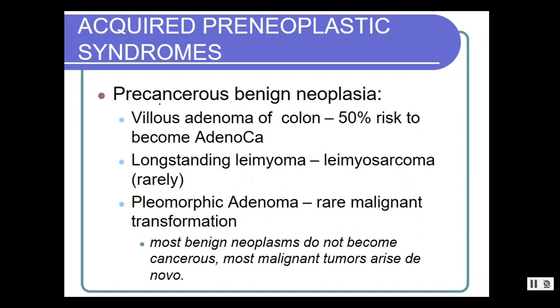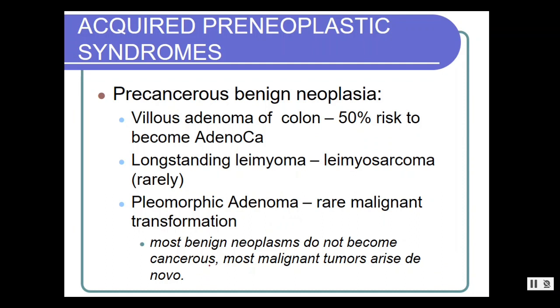Now, one of your classmates was asking me, does a benign tumor become malignant? Most benign neoplasms do not become cancerous. Most malignant tumors arise de novo. What does that mean? If you are destined to become malignant, you will start as malignant. From the start, you are already malignant. However, there are exceptions. Actually, very rare.